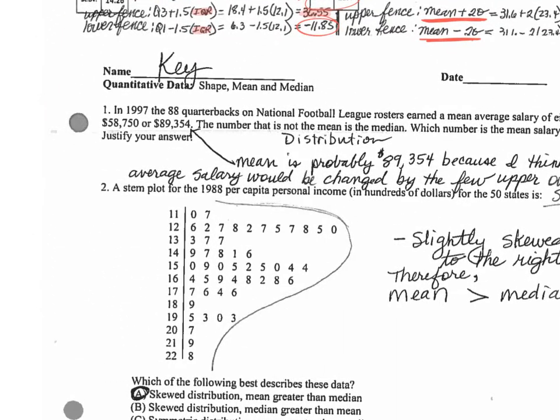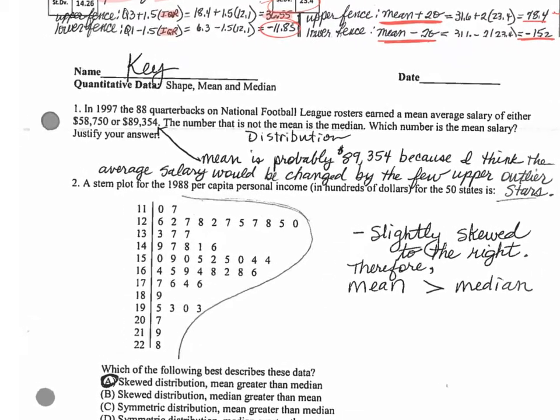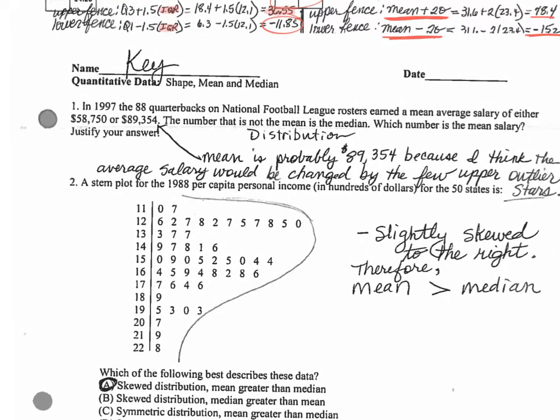Now, let's take a look at this one. Lots of people had questions about this number 1, because what it's asking for on number 1 is essentially, we've got quarterbacks' salaries, and either $58,750 or $89,354.